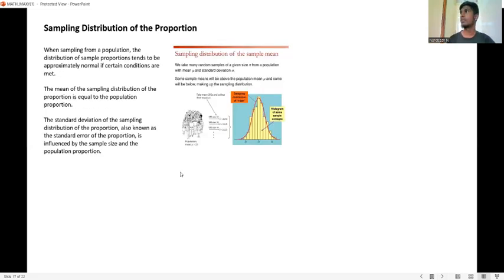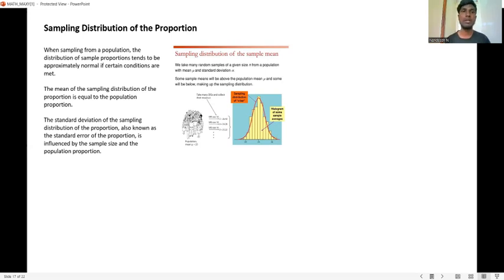Sampling distribution of a proportion. When sampling from a population, the distribution of sample proportions tends to be approximately normal if certain conditions are met. The mean of the sampling distribution of the proportion is equal to the population proportion. The standard deviation of the sampling distribution of a proportion, also known as the standard error of the proportion, is influenced by the sample size and the population proportion.